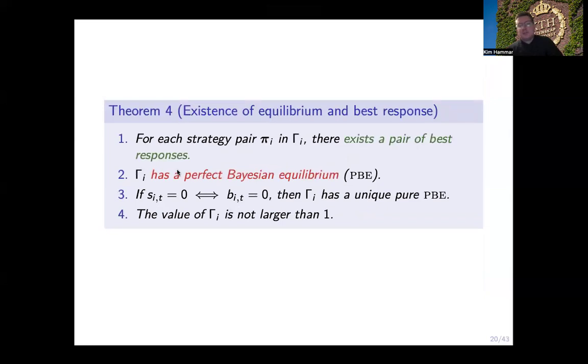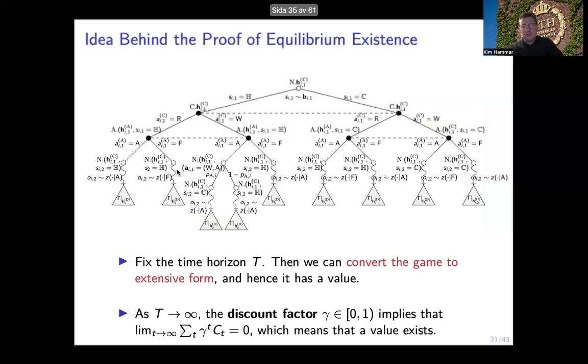And furthermore, in a very special circumstance, this equilibrium is also unique and pure. Namely, when the controller has perfect observability, then the equilibrium is unique. And the approach that we use to establish this existence theorem is as follows.